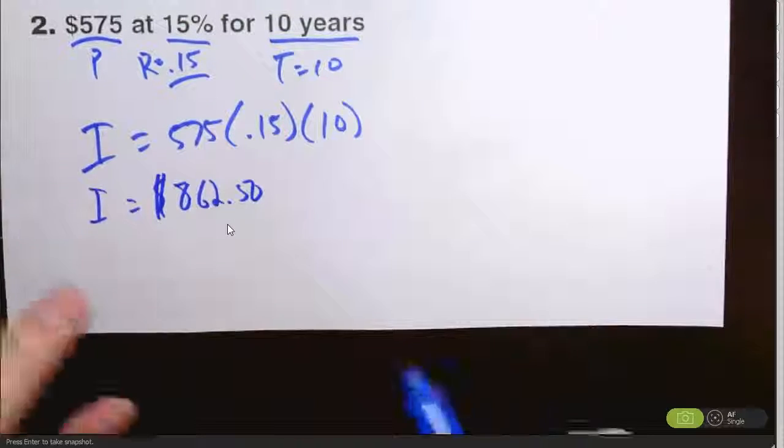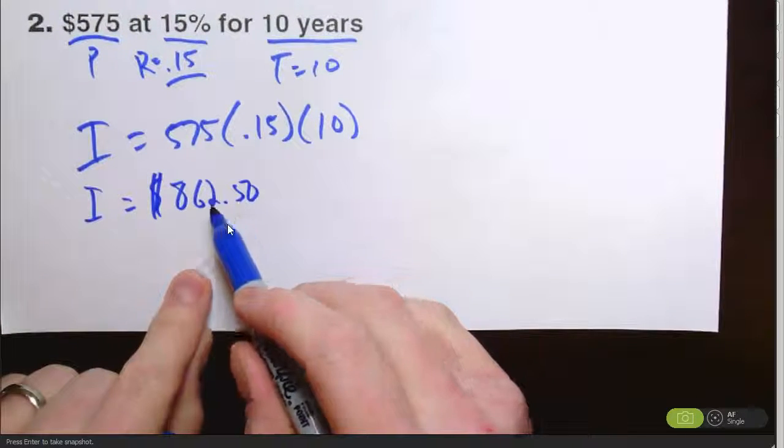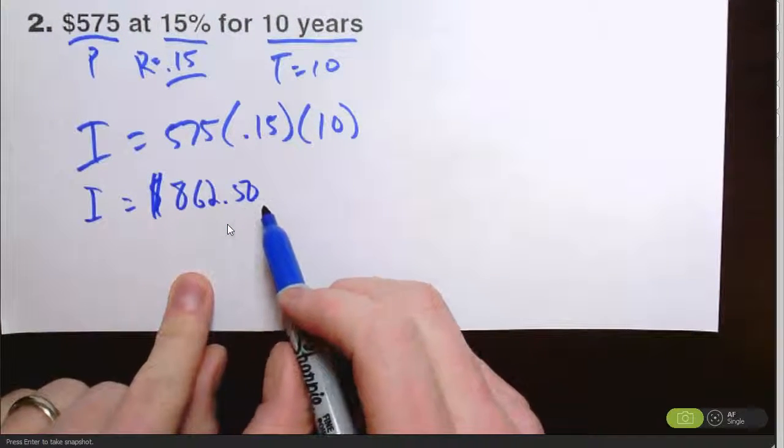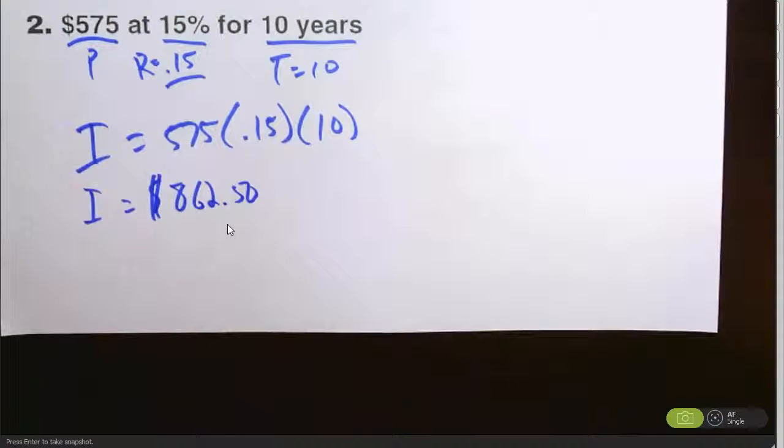And again, remember this is money, so we go to the nearest cent. So it's not just 862.5, it's $862.50.